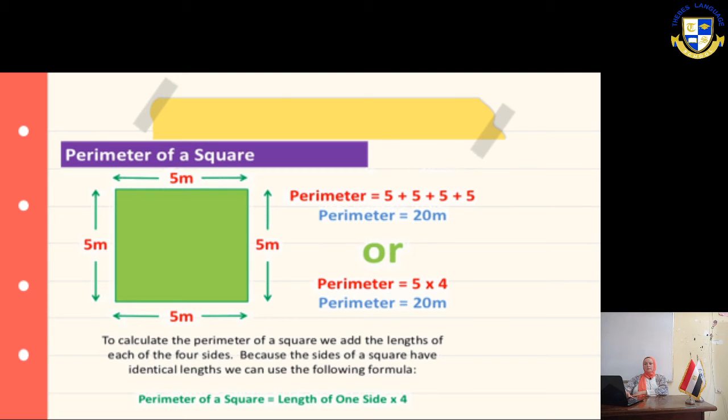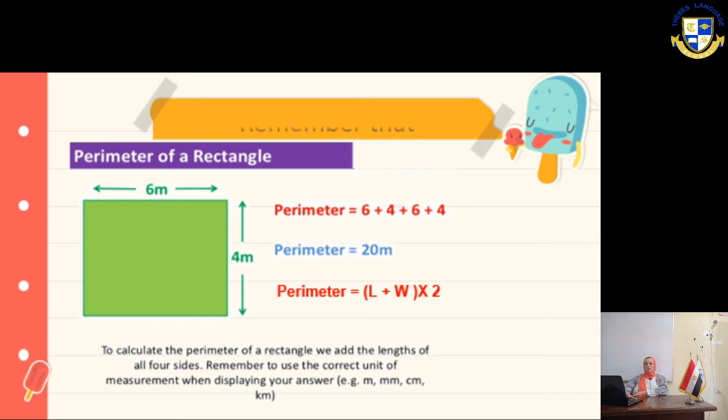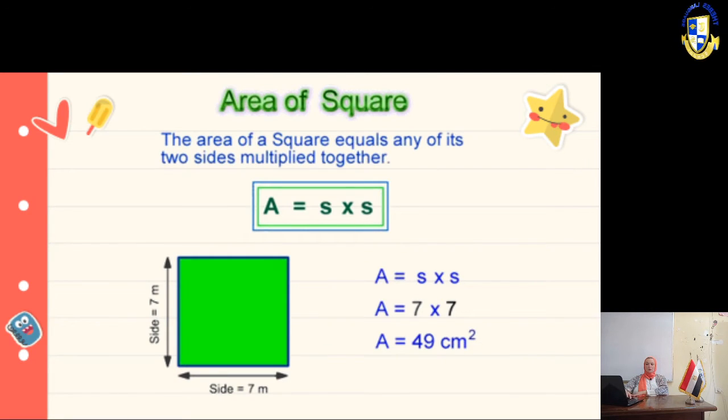Now we are going to take the area of the square. The area of a square equals each side multiplied together. So we are going to do side by side. So the area of the square means side by side. So we are going to do 7 times 7 equals 49.